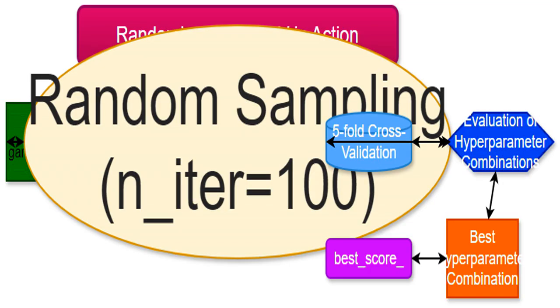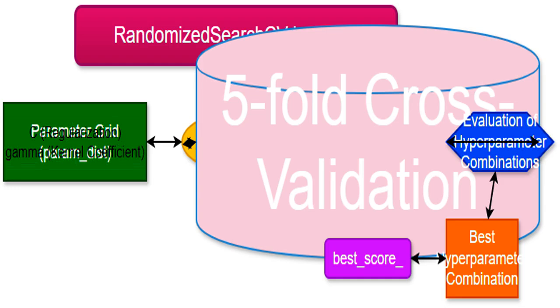In RandomizedSearchCV, the algorithm randomly samples hyperparameter combinations from the defined grid, param_dist. Each sampled combination is evaluated using 5-fold cross-validation. This evaluation measures the model's performance on each combination. After evaluating many random hyperparameter combinations, RandomizedSearchCV identifies the combination that yields the highest cross-validation score. This is then considered the best hyperparameter combination found during the random search.